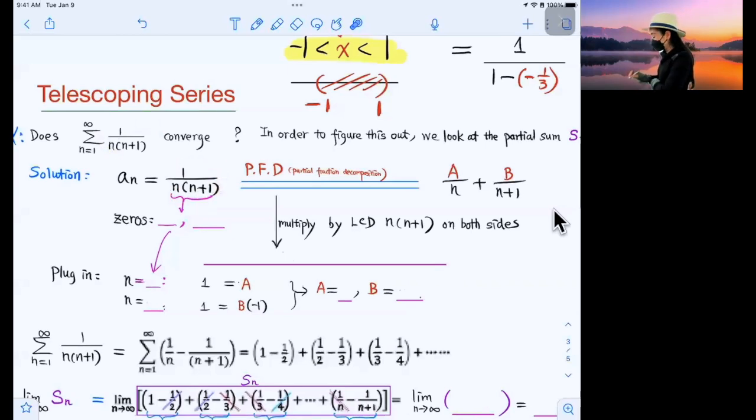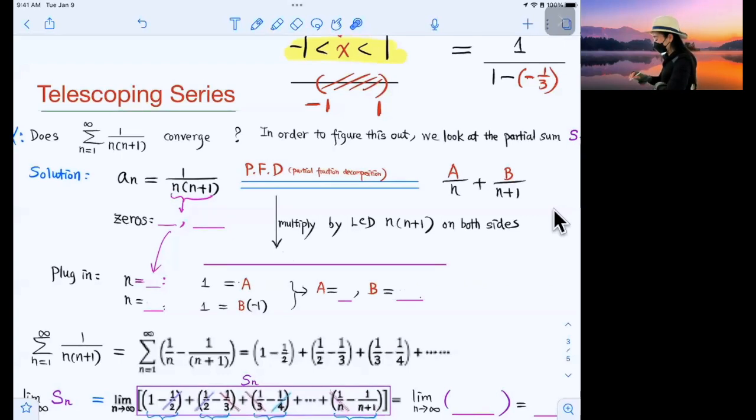Do you guys remember partial fraction decomposition? You can decompose it. At that time, we did that for integration. So we use partial fraction decomposition, we can decompose it. Let's review the process of the partial fraction decomposition. How do we do this?